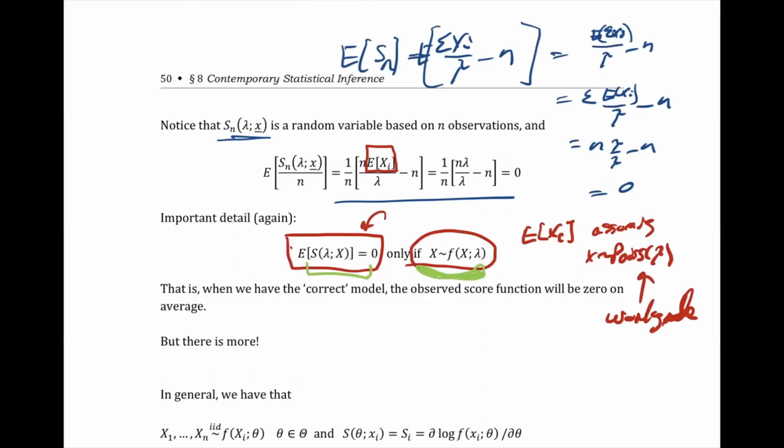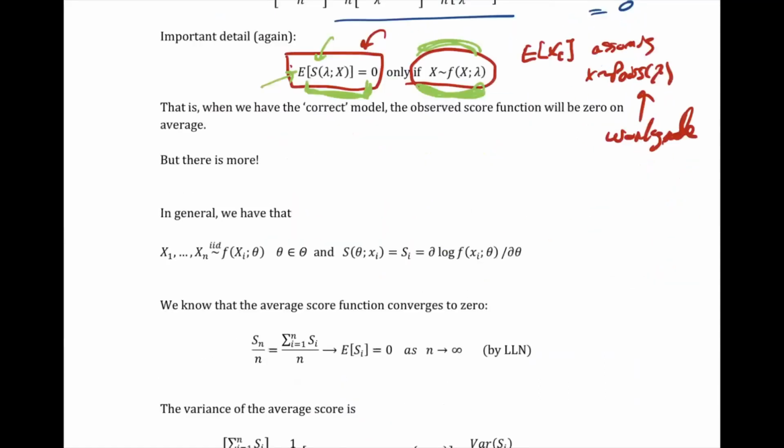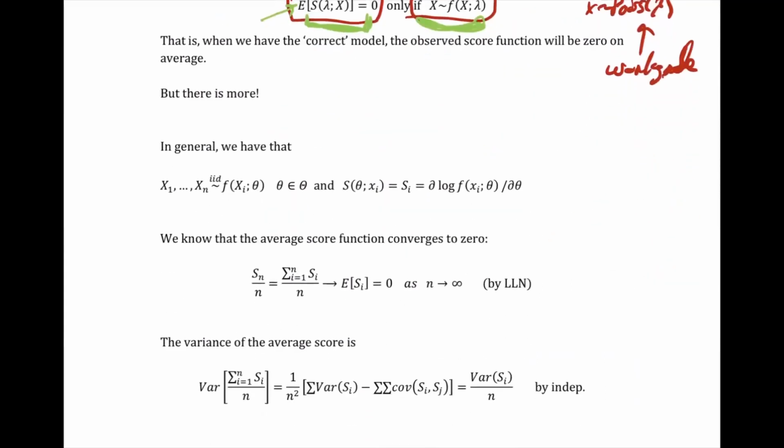The score function is 0 on average only if the true model and the working model are the same thing. The working model being the model that is in your S. True model being the model that you compute the expectation over. You should say this a couple times, get used to it, get comfortable. It will come up in a couple cases. All right, let's take a look at some general properties here.